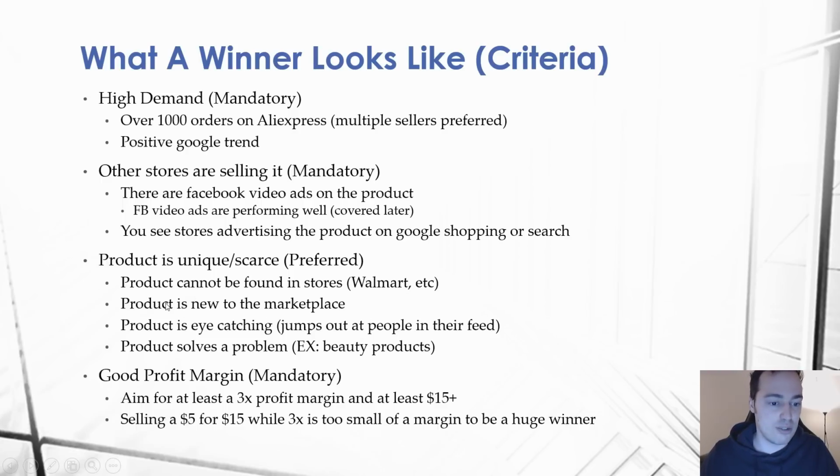The next characteristic is that the product is new to the marketplace. A lot of times there are seasonal products that get hot at a certain time every year. These are good products, which is why it's under the preferred section. But if it's something brand new to the marketplace, something that is trending for the first time ever, it's going to have a lot better chance of turning out to be a big winner. So that's another aspect of it being unique and scarce.